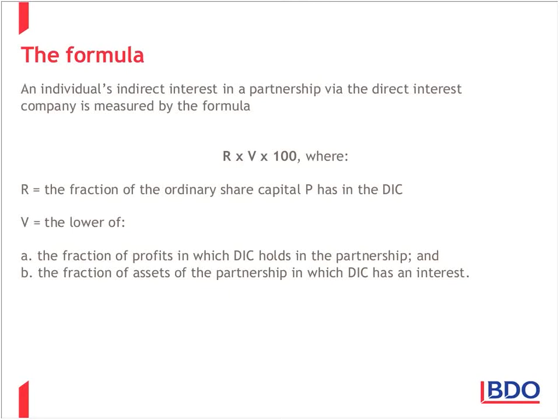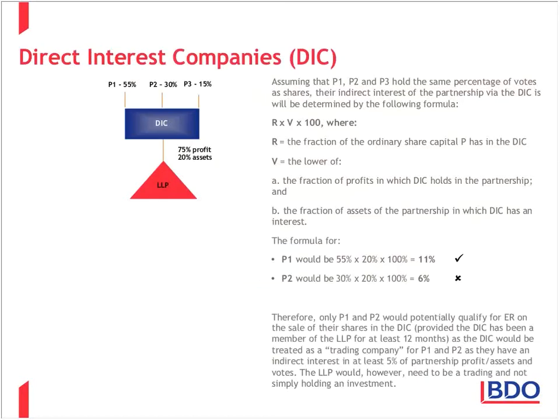It should be noted that there is a voting test which states that where the interests are held via a direct interest company, it's the individual's holding in the direct interest company which dictates the level of votes, and not in the actual partnership itself. And where there's more than one direct interest company, the interests are aggregated. So let's look at an example which hopefully makes this clear, because it's actually quite complicated stuff.